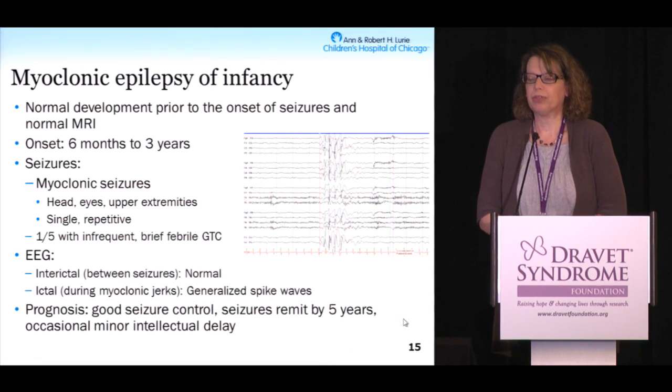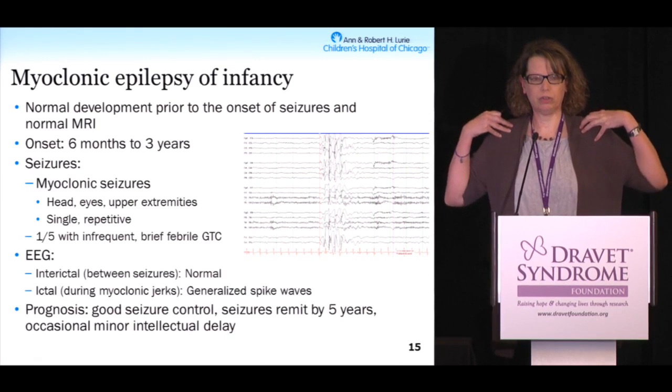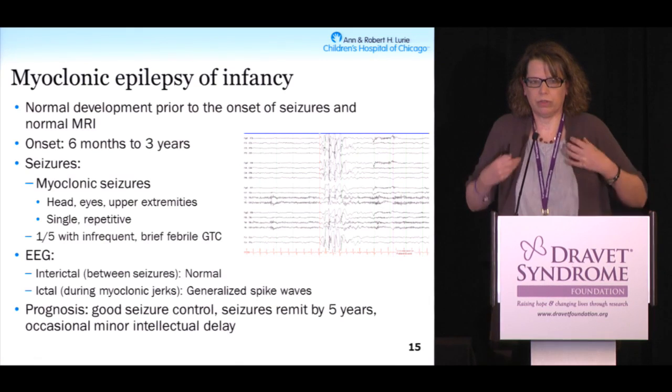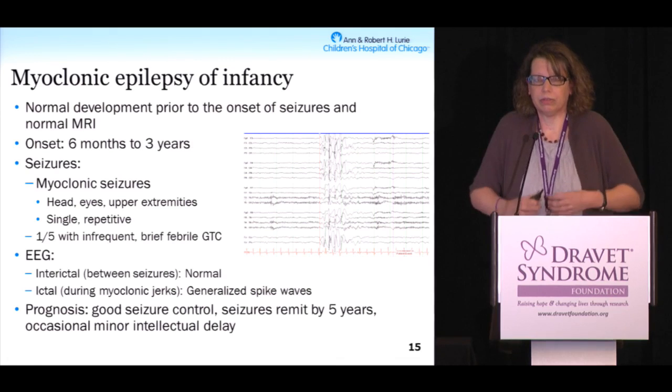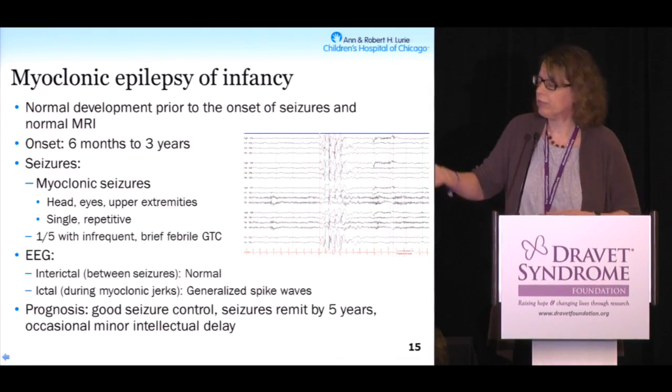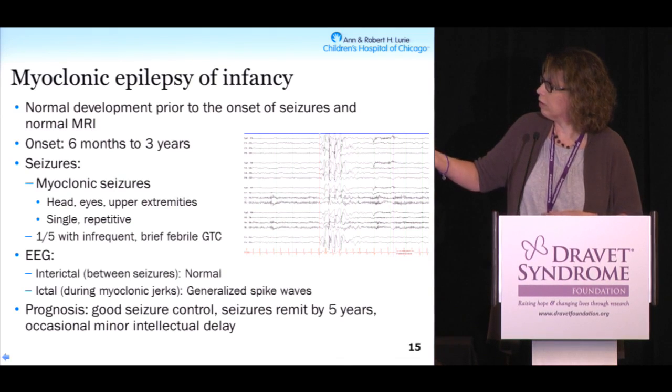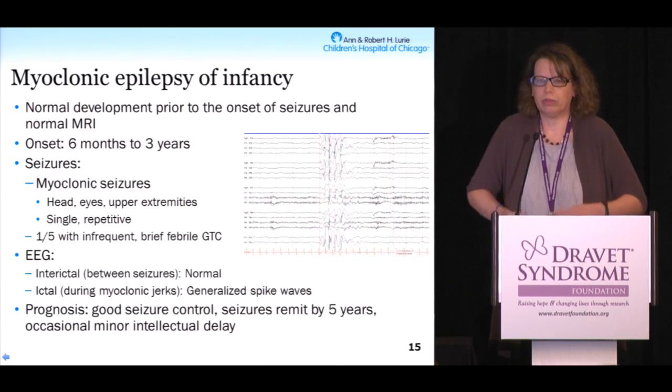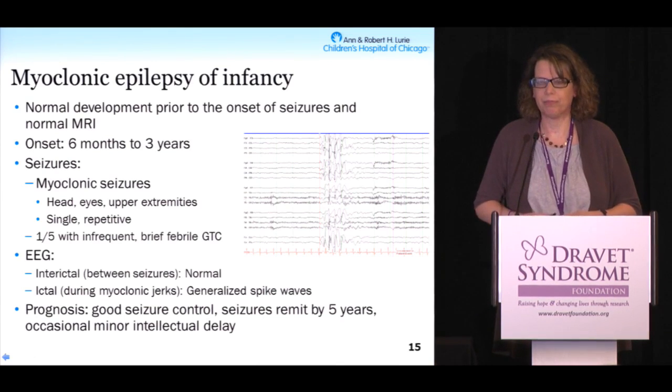In myoclonic epilepsy of infancy, there's normal development prior to the onset of seizures and a normal MRI scan. The onset is 6 months to 3 years, most commonly 1 to 2 years. Seizures are just myoclonic jerks, and they're pretty specific, affecting shoulders, arms, face, eyes. That's all it is. Oftentimes they're single, or maybe a doublet or triplet. When they have their seizures, they get one little jerk, another jerk, another jerk. That's why you see that little doublet, triplet.